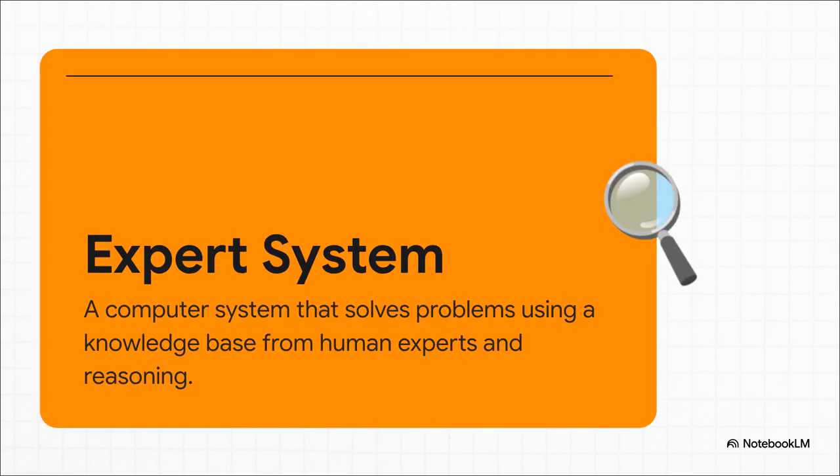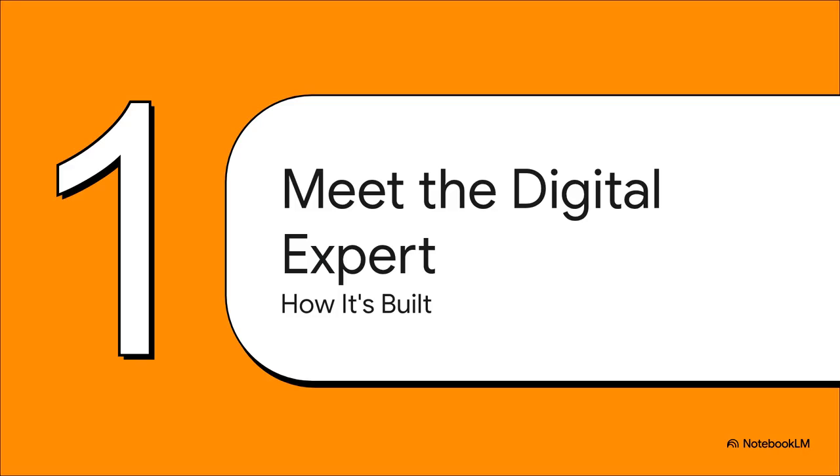So, what are we actually talking about here? Well, at its core, an expert system is a program that's designed to mimic the decision-making ability of a human expert. And it does this with two key ingredients. First, a massive library of very specialized knowledge, and second, a really powerful engine for reasoning. To really get this, we need to pop the hood and see how this digital expert is actually put together. I mean, how do you even begin to construct a digital mind?